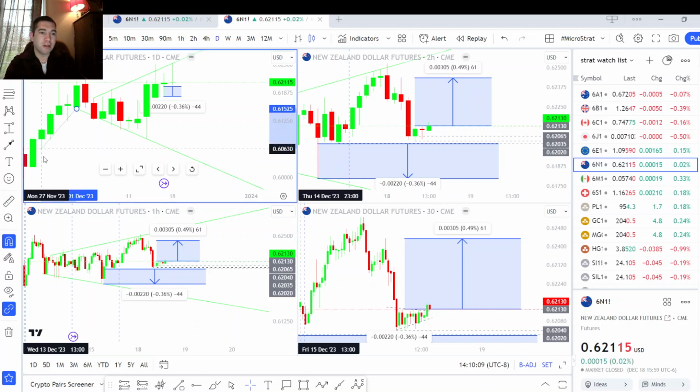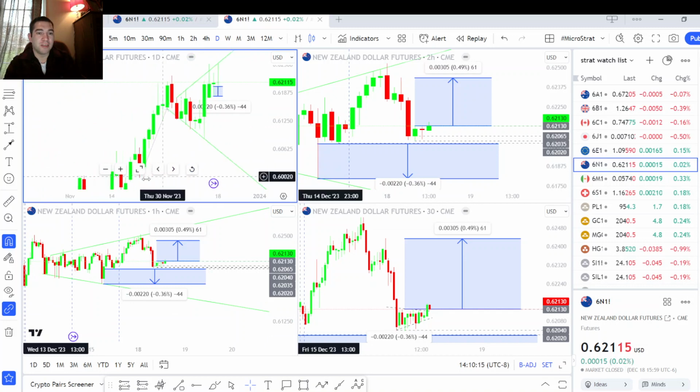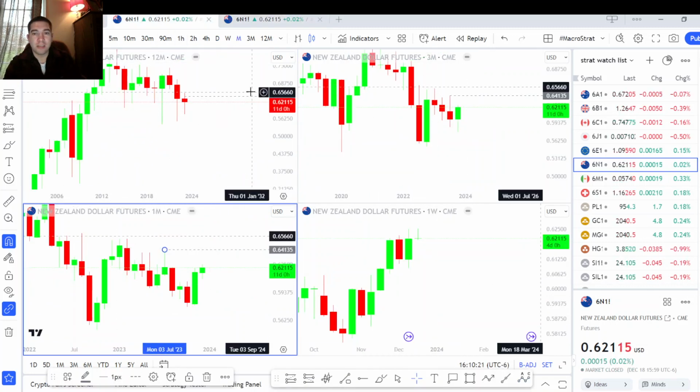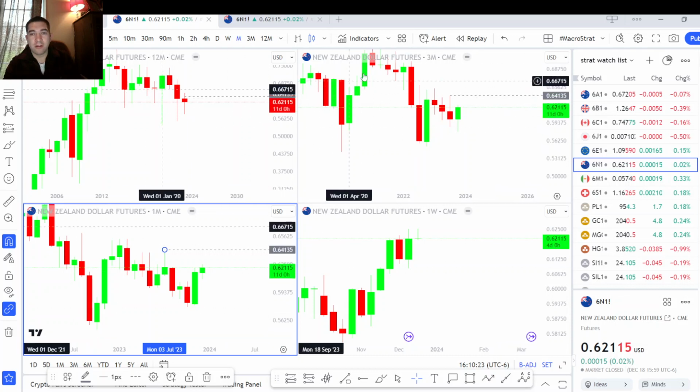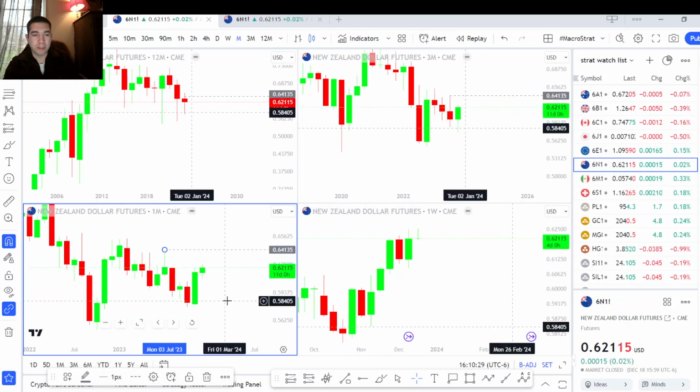So the first thing I want you guys to notice is that on the daily, we have this uptrend that's been established. And that's an uptrend on the higher time frames as well. We can look at the higher time frame charts. This is a yearly chart right here, and this farther quadrant, the quarterly chart right here, monthly chart right here, weekly chart right here.